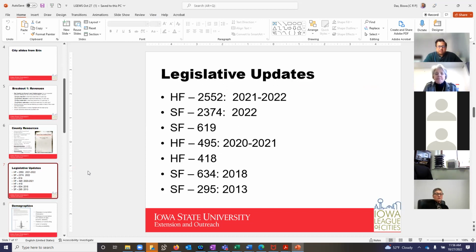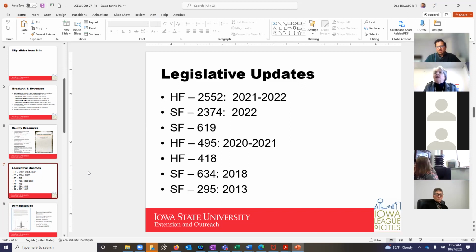We do compile in both of the city and county reports the key legislation that happens at the state level that impacts local finances. More recently we have had House File 2552 and Senate File 2374. The first one essentially looked at transitioning existing business property tax credit into an assessment limitation, meaning the rollbacks. And then the second one, 2374, looks at some of the administrative changes to the local option sales and service tax, with the Department of Revenue moving away from estimated payments to actual lost receipts. So those are examples, and it goes all the way back to 2013.